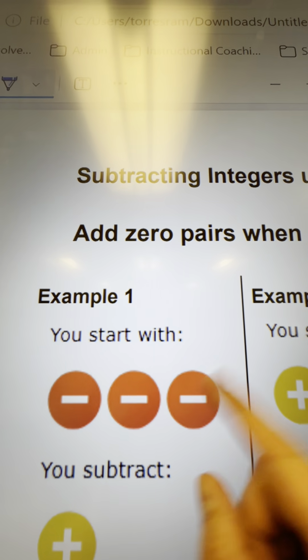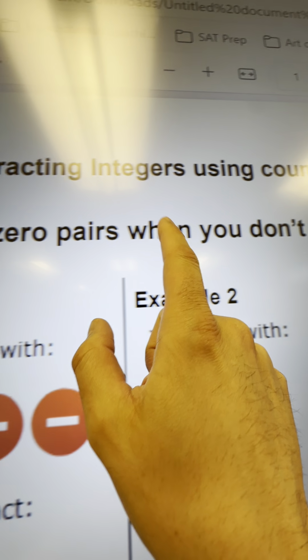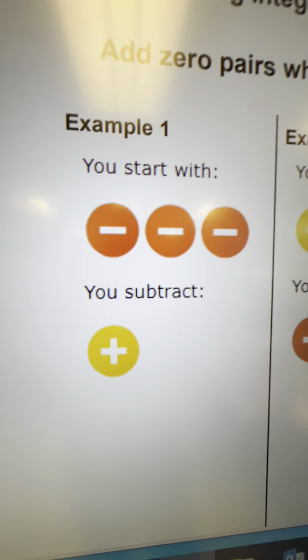Going to show you how to subtract integers using counters such as this. And the key thing you have to know is you have to add 0 pairs anytime you don't have enough counters. So let me show you what I mean.